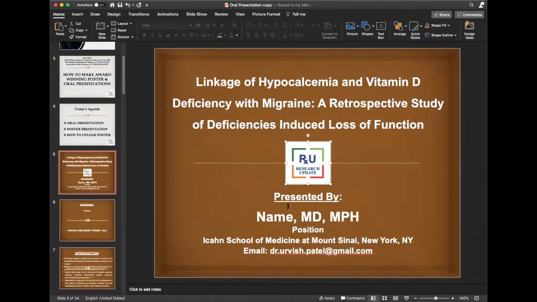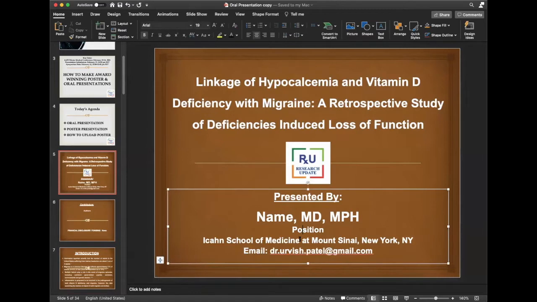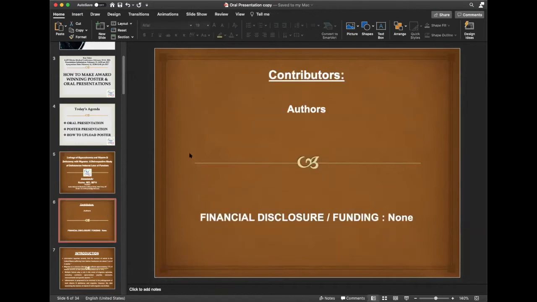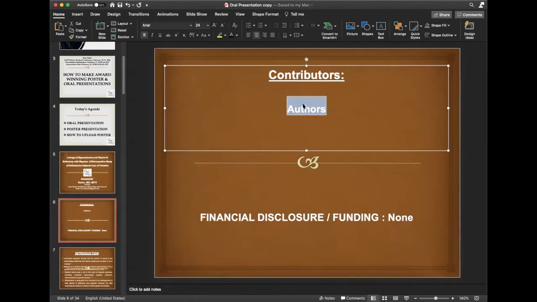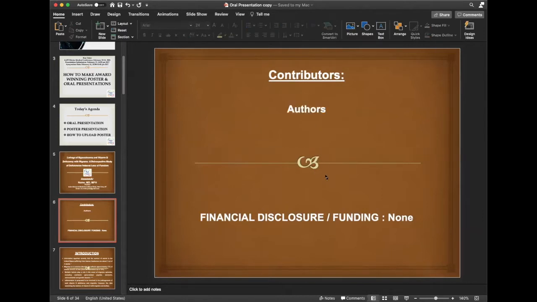So either you can put the presenter's full name, their position, their email address, and their institutional affiliation, or in the next slide you write the whole team's names. That is a must, because though it is your presentation, the project has been completed by the whole team. It is the effort of the team, right? So either you write everyone's name here, or you just write presented by you. And on the contributors slide, there will be many authors, and all the authors' names will be in the contributors slide. So it depends on what you choose.